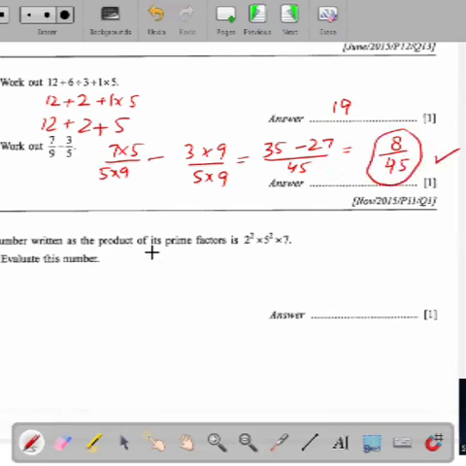A number is written as a product of prime factors. Evaluate this number, which means we will have to expand this. What is its value? It is 4 multiplied by 25 multiplied by 7. 25 times 4 gives us 100, multiplied by 7, which is equal to 700.